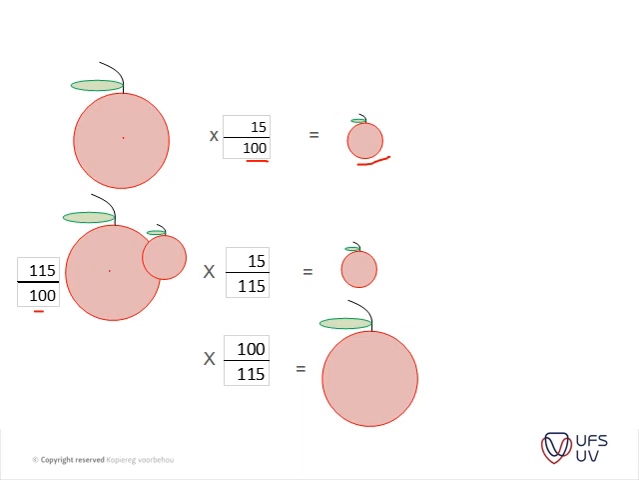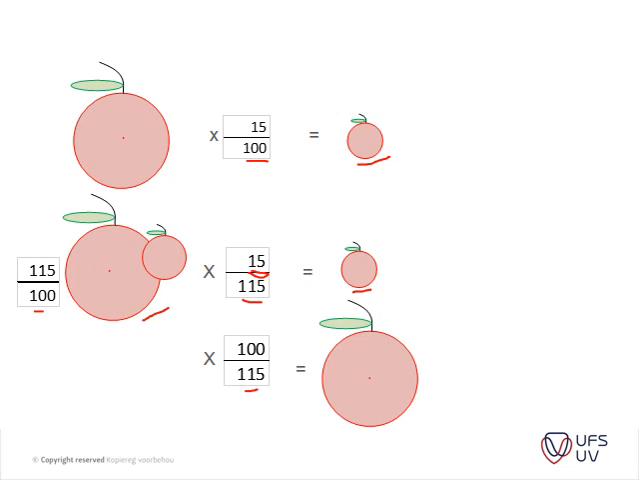So if you want to take this out, you have to times it with 15 over 115, because this now includes 115, to get your 15% here again, and vice versa. If you want to get your 100% out of this, you just times it with 100 over 115.